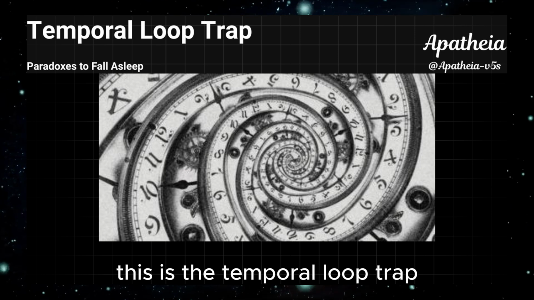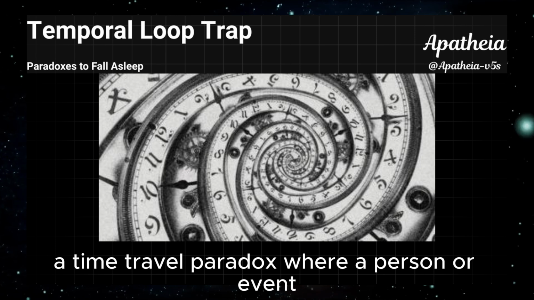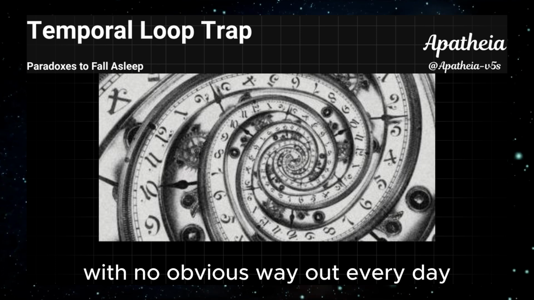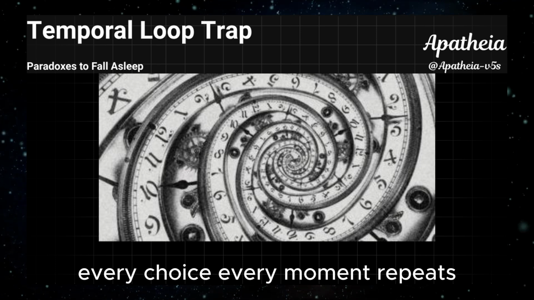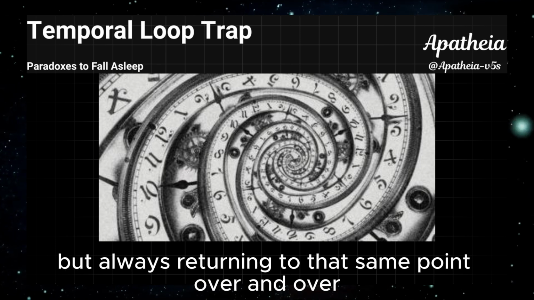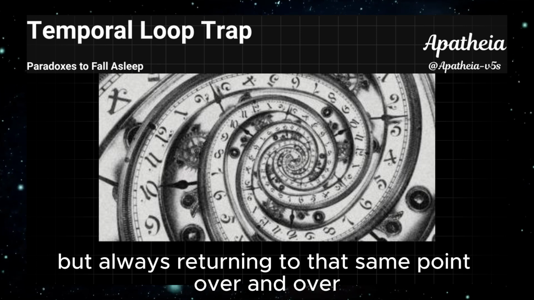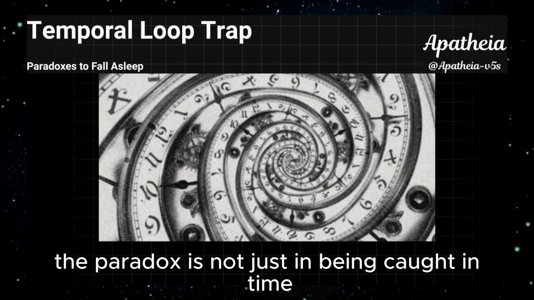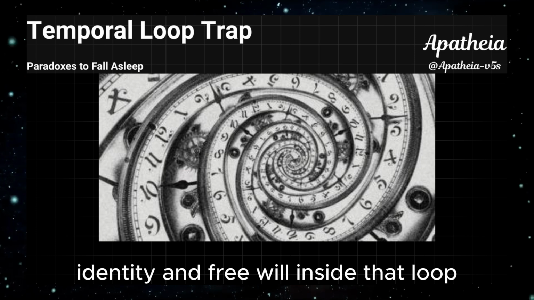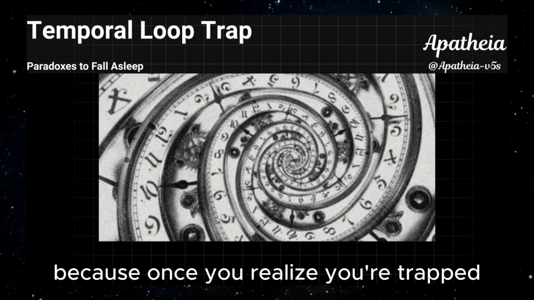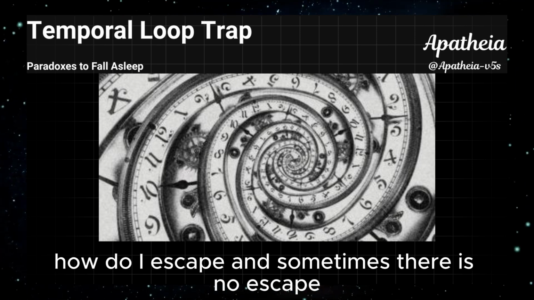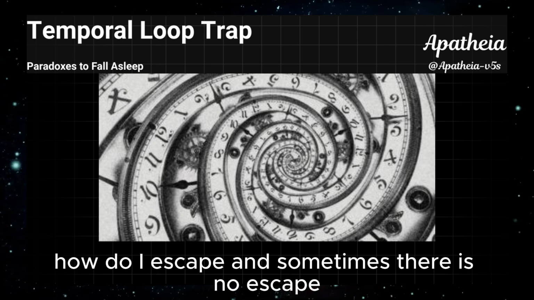This is the temporal loop trap, a time travel paradox where a person or event becomes trapped in an endlessly repeating segment of time, with no obvious way out. Every day, every choice, every moment repeats, sometimes identically, sometimes subtly different, but always returning to that same point, over and over, forever. The paradox is not just in being caught in time, it's in the consequences of memory, identity, and free will inside that loop. Because once you realize you're trapped, the question changes from what's happening to how do I escape? And sometimes, there is no escape.